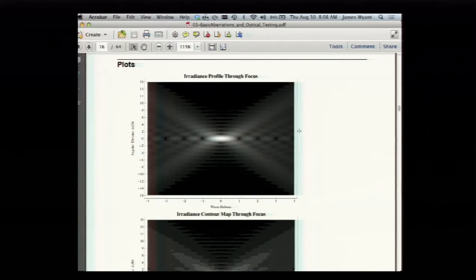So before I go on, do you understand what the plot is? Have you seen a plot like this before? Okay.